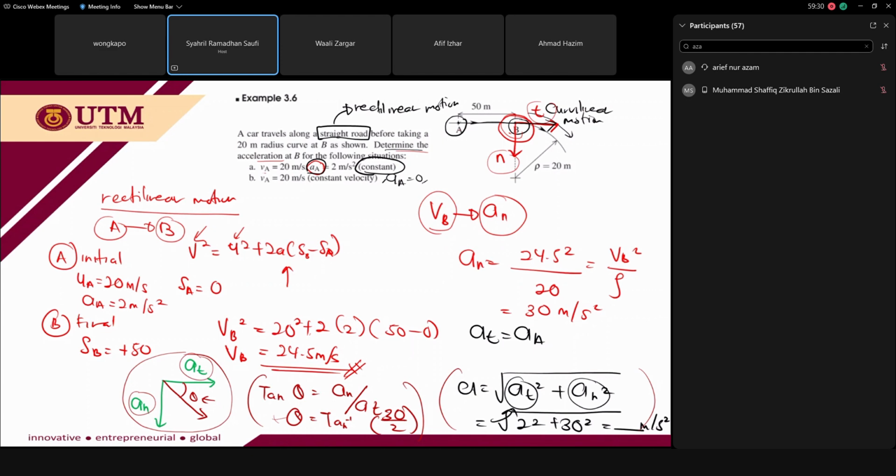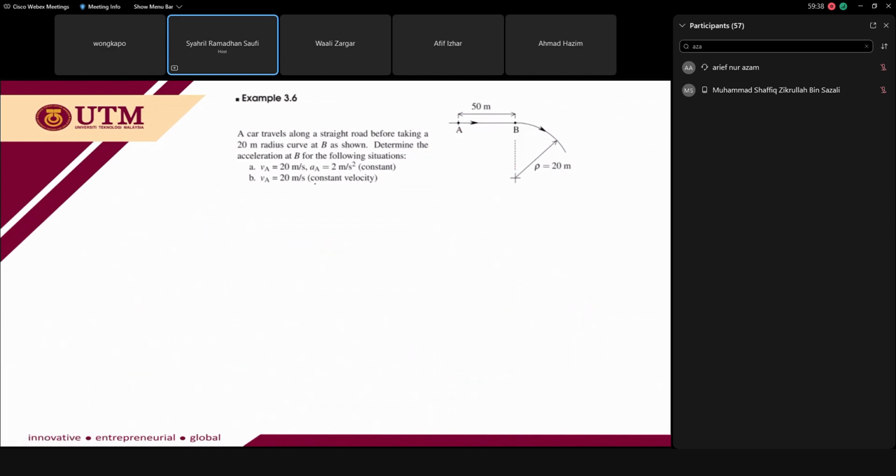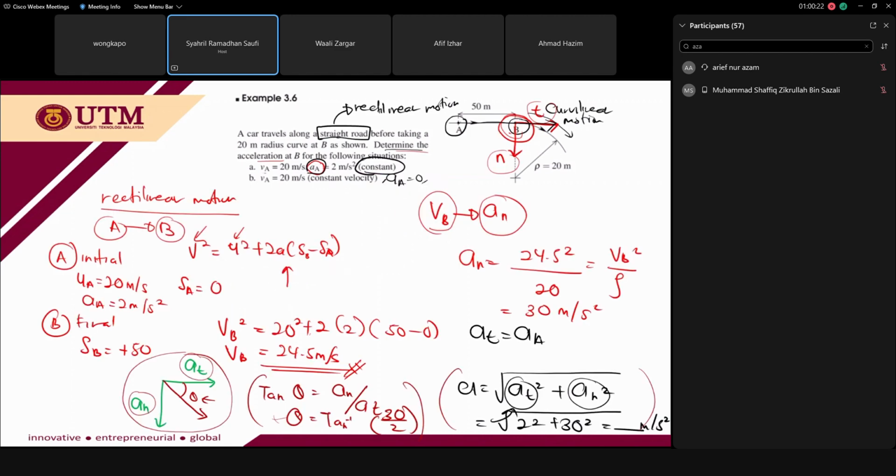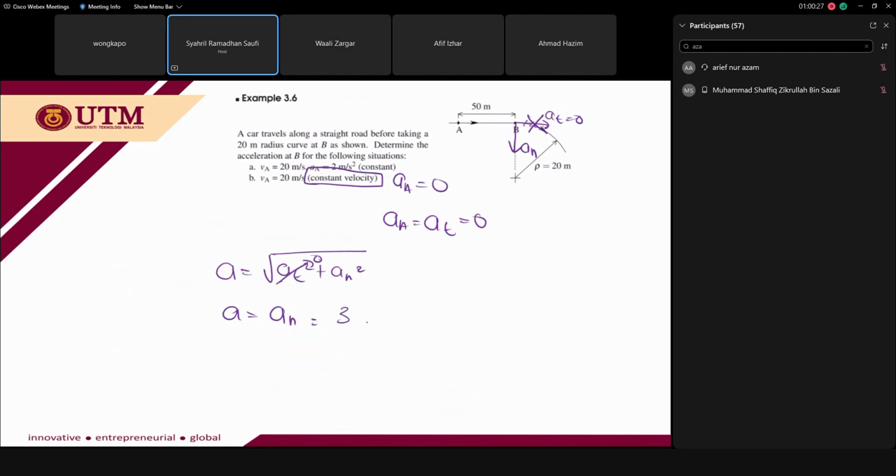And then we go on to question B. So in question B, you can notice that there is a constant velocity. Okay, from A to B, constant velocity. So meaning that the acceleration A is equal to 0. So acceleration tangent is equal to 0, meaning that AT equals 0. So you don't have AT here, you just have acceleration normal. So acceleration is equal to the square root of acceleration tangent squared plus acceleration normal squared. So since AT is 0, then acceleration is equal to acceleration normal.